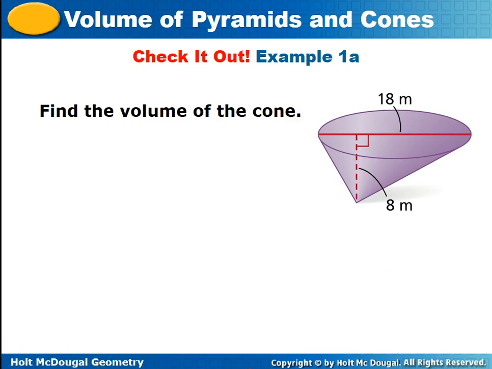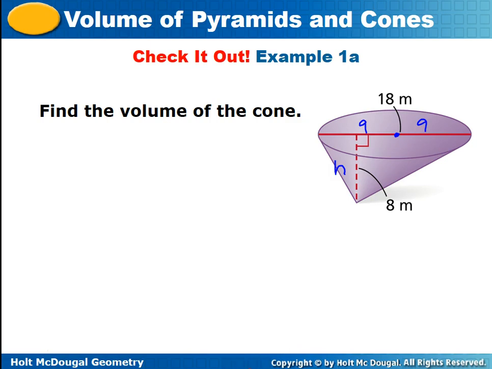Okay, again, for volume of a cone, I need two variables, radius and height. I notice that I do have the height. This is my height right here, but I don't have the radius. I have the diameter. I just remember that the diameter is twice the radius. So that means both of these would have to be 9 and 9. So my radius is 9.